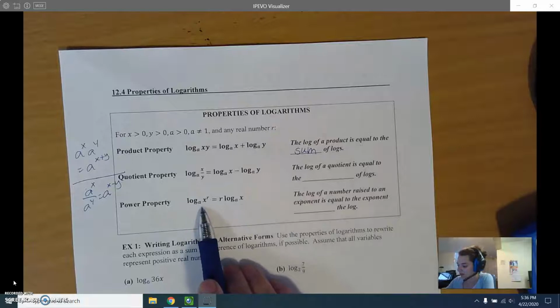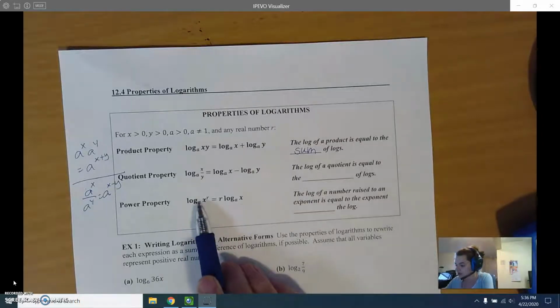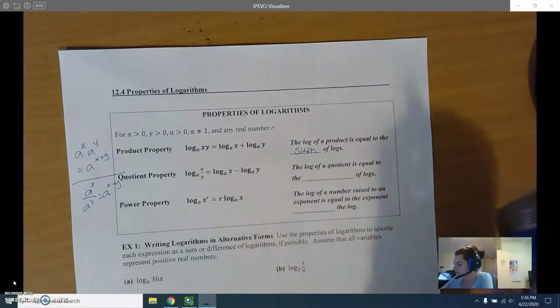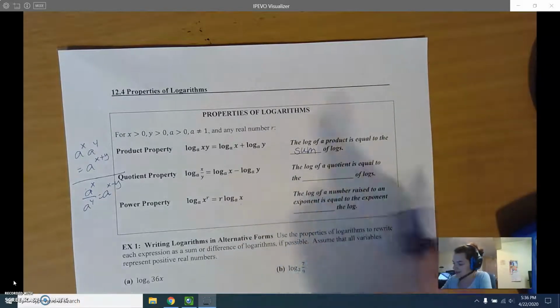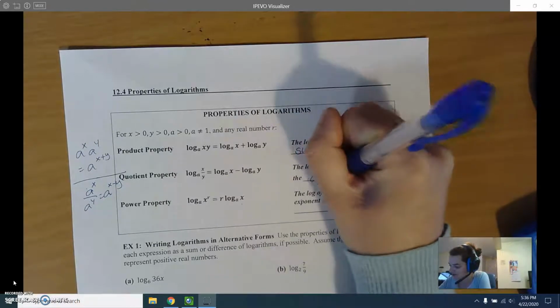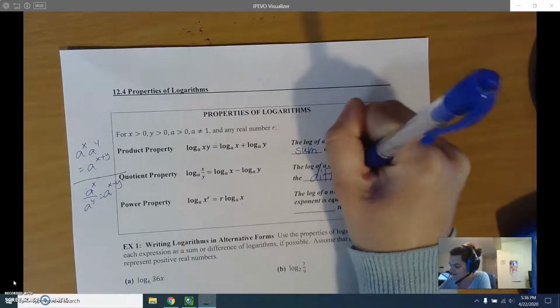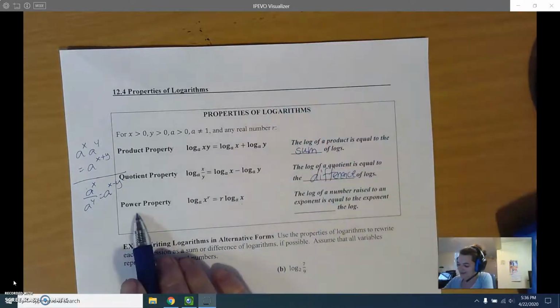Last one is your power property. So this is the log base A. Oh, we should probably summarize a little bit for that quotient one. The log of a quotient is equal to the difference of logs. Okay, and now back to the power property.